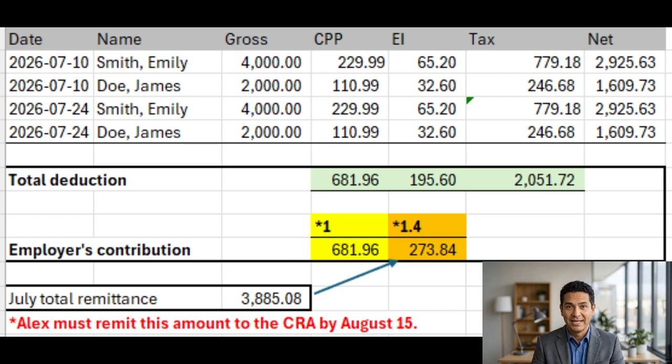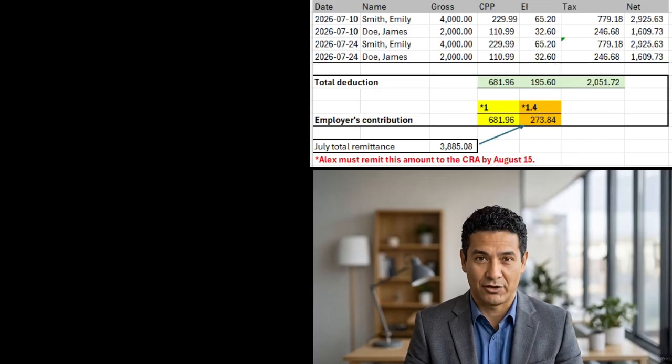$681.96 in CPP and $273.84 in EI. Notice that the employer's CPP contribution is equal to the total CPP withheld from employees, while the employer's EI contribution is 1.4 times the total EI withheld.